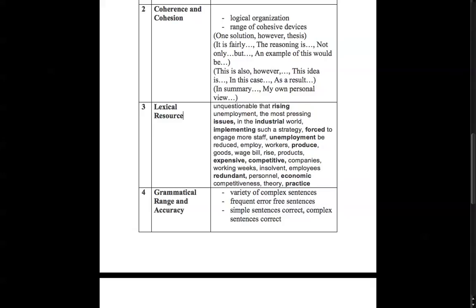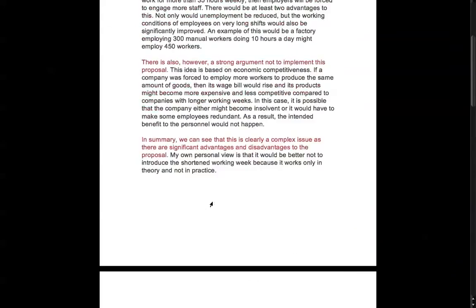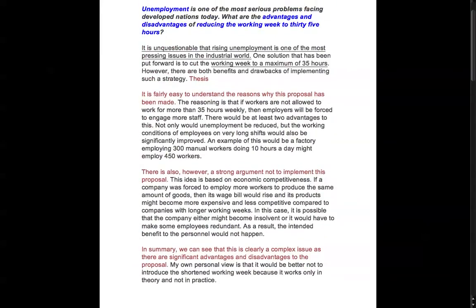Finally, we have grammatical range and accuracy. There are a variety of complex sentences employed in this essay. Most of the sentences are error-free, and there are simple sentences in there, and there are different types of sentences, but they are generally correct. Also, the variety of complex sentences are correct. So as you can see, this essay here is a very clear band 7 because it meets the demands of the band descriptors.